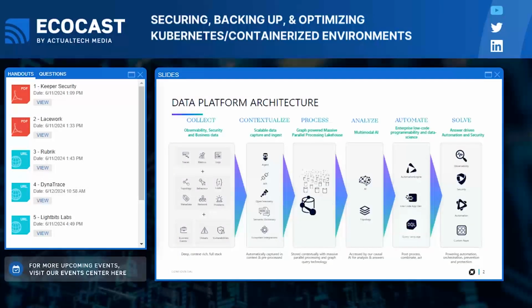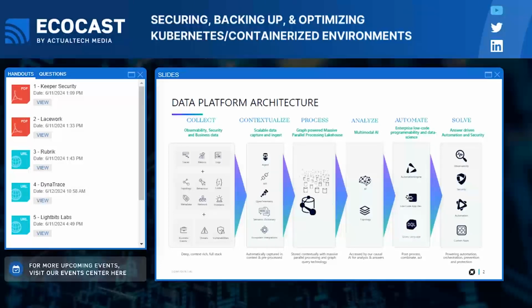So first and foremost, what does Dynatrace actually do? Well, we are an observability platform, which is built on top of the industry's first purpose-built data lakehouse for observability data. What does that mean? Bunch of buzzwords, right?